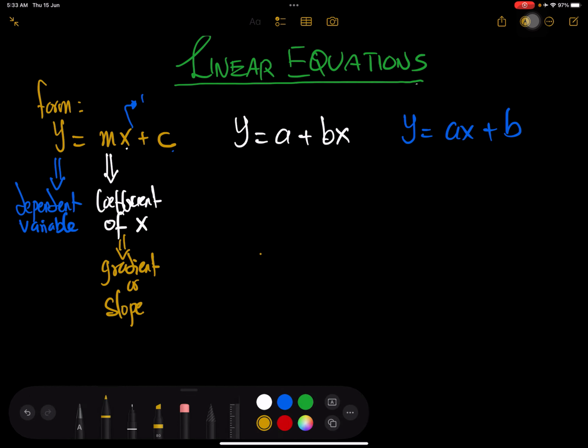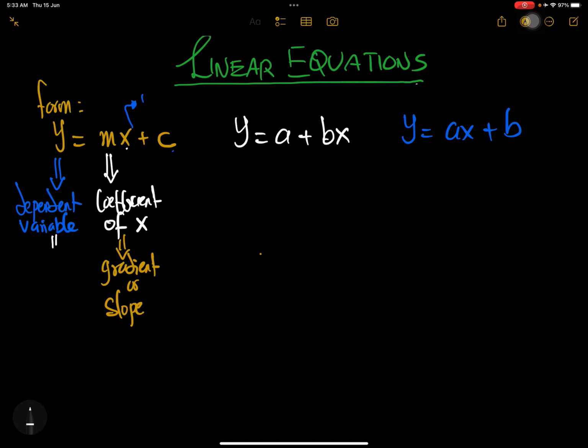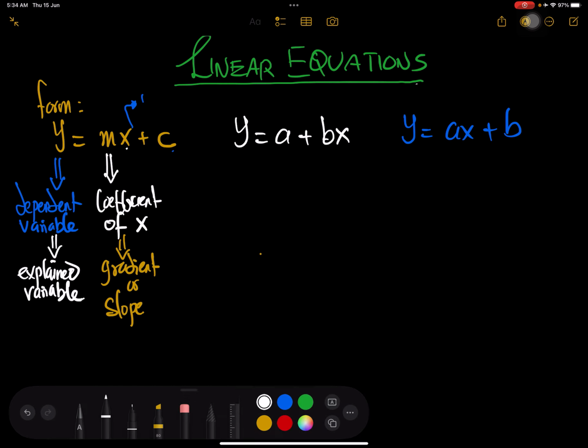Now we can also say that this dependent variable, the y, is also known as the explained variable, and that's the effect.